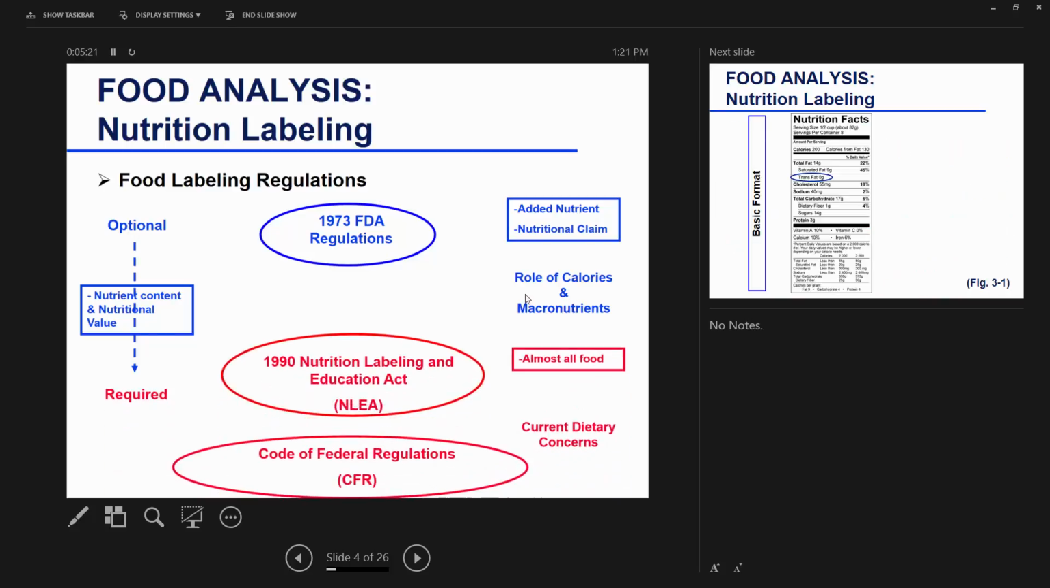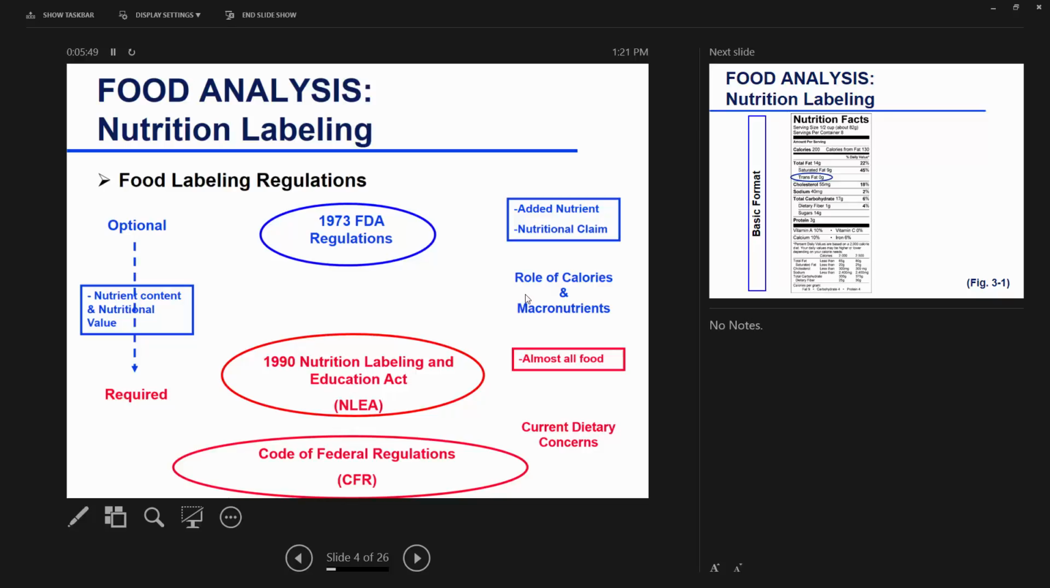However, over the years, it changed. Instead, there are rarely deficiencies in vitamins and minerals, but now the concern became calories and macronutrients, mainly fat and sugars, saturated fat, cholesterol. So that became a concern. The 1990 Nutrition Labeling and Education Act made it mandatory for almost all foods.